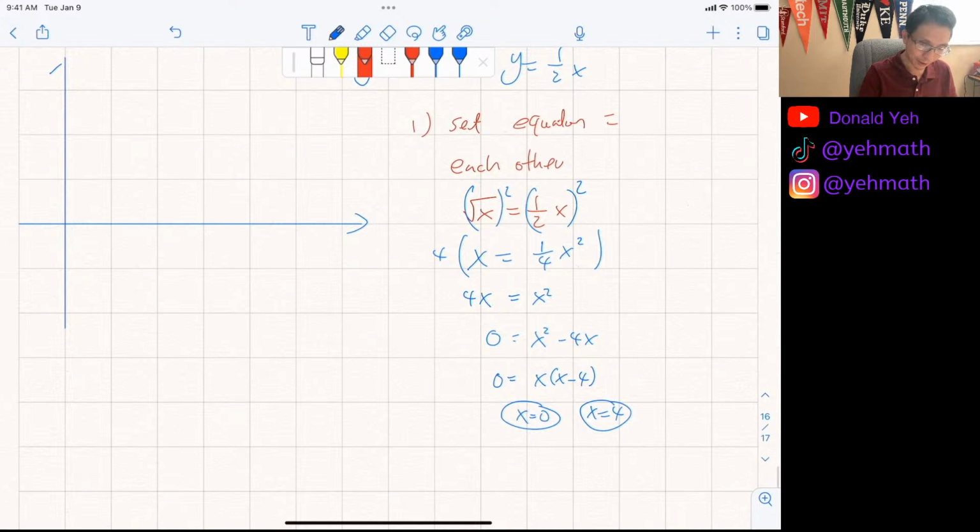So what happened is this graph actually intersects at 2 points. One is like this, one is like this.